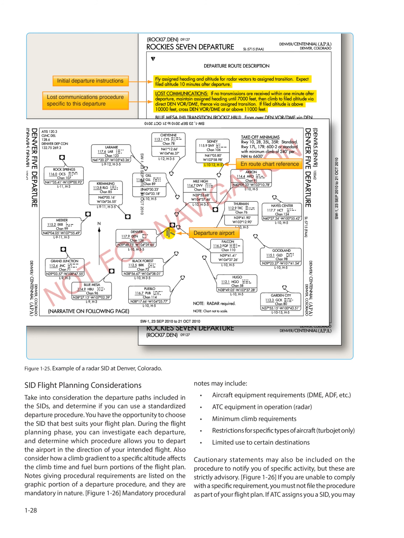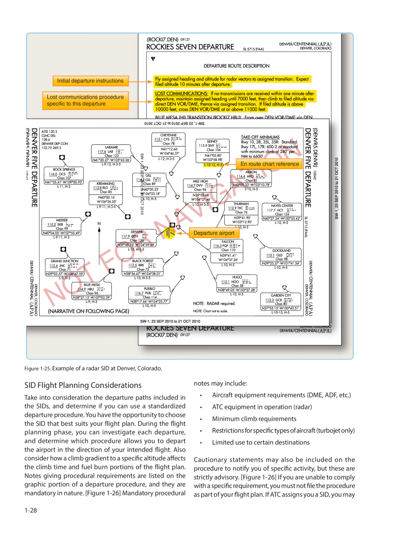Notes giving procedural requirements are listed on the graphic portion of a departure procedure, and they are mandatory in nature. Figure 126. Mandatory procedural notes may include aircraft equipment requirements (DME, ADF, etc.), ATC equipment in operation (radar), minimum climb requirements, restrictions for specific types of aircraft (turbojet only), and limited use to certain destinations. Cautionary statements may also be included on the procedure to notify you of specific activity, but these are strictly advisory.